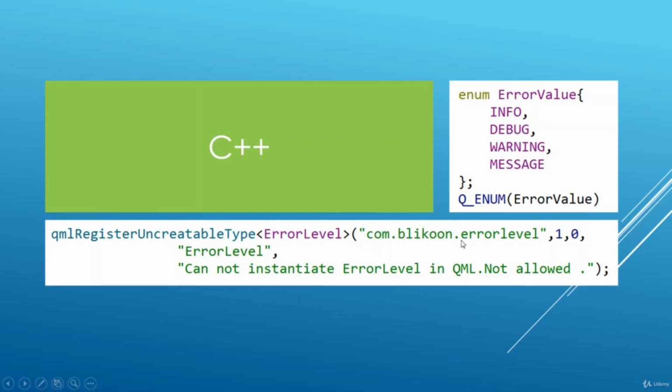We pass in the name of the module. In this case, it is com.blycon.errorlevel because we're going to model errors. You're going to see this in a minute. We pass in the major and minor versions. We pass in the name we're going to use to refer to this class in QML. And then we pass in a string that is going to be displayed when a user tries to instantiate this type. This is a result of using qmlRegisterUncreatableType. When you try to create this type in QML, you're going to see this error here, and you should make it as descriptive as possible.